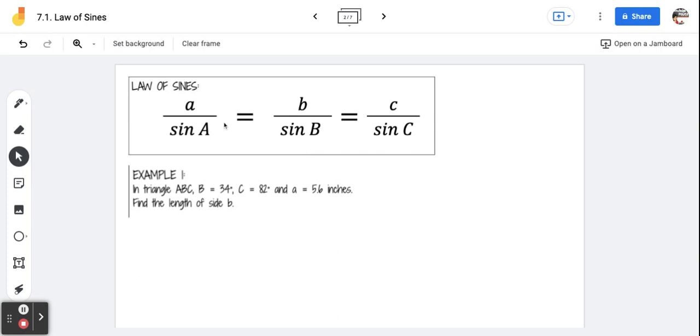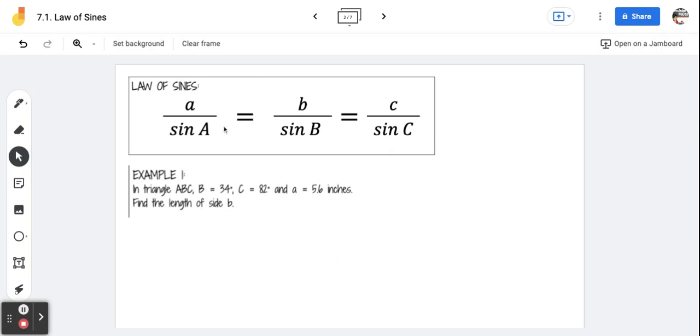All right, let's go through. So basically, you're going to have two sides and two angles. So you're going to either put A with B, A with C, or B with C. You would have to know 3 of the 4. So you'd have to know the two sides and the angle, or you would have to know the two angles and a side in order for this to work.